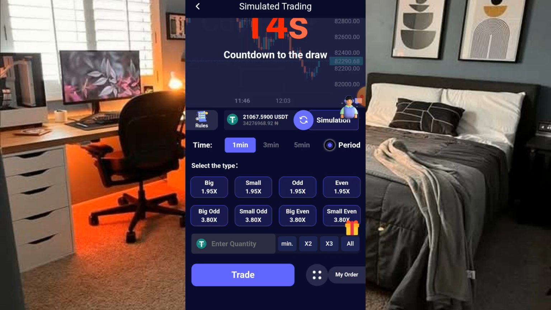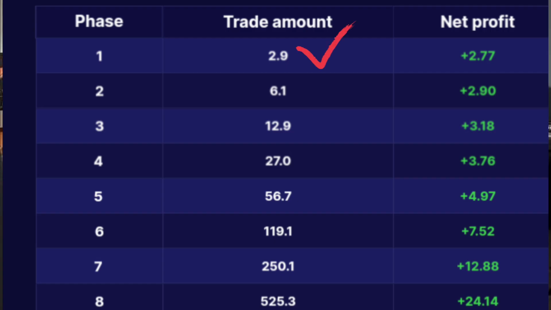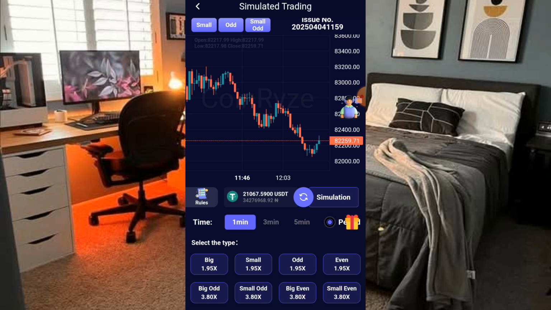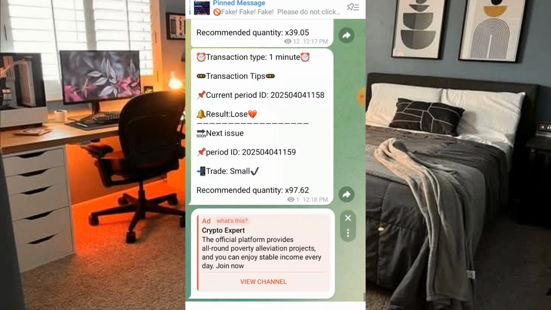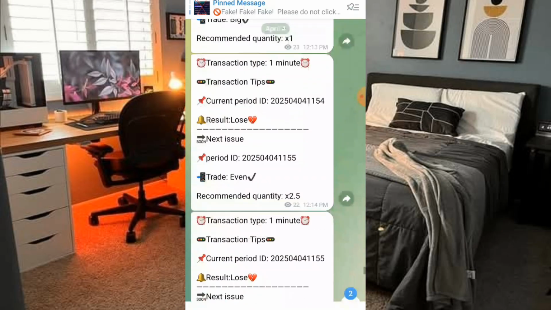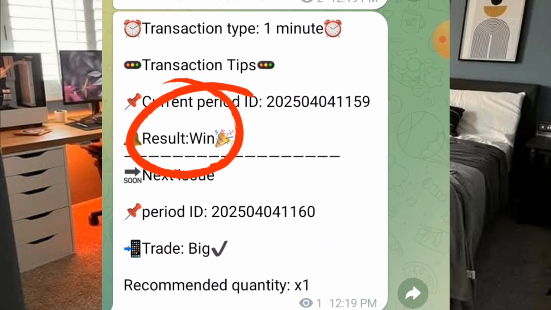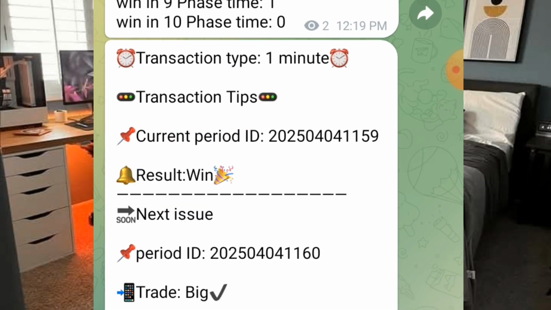So let's see if this trade is going to become a win. If it's a win, then we're going to go back to the base amount, which is 2.9. If it's still a loss, then we're going to go to the third trade amount, which is 12.9. So let's see if this is... alright. So this is a win. You can see we just won that trade.